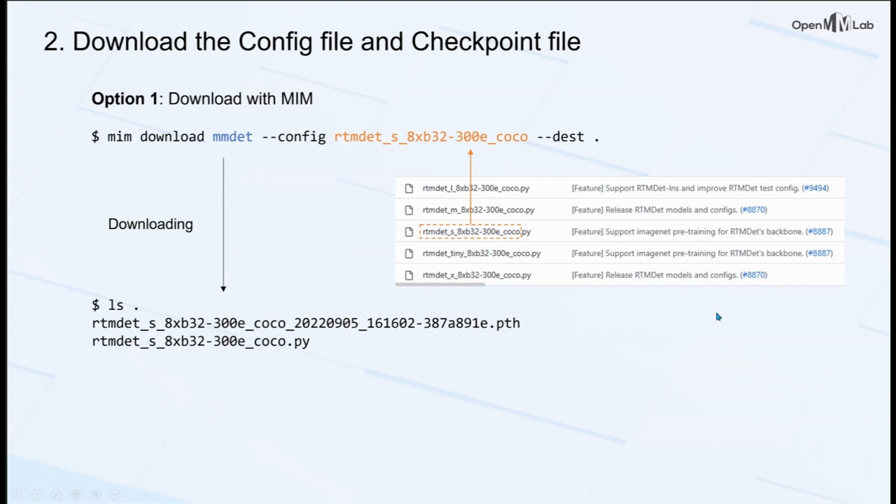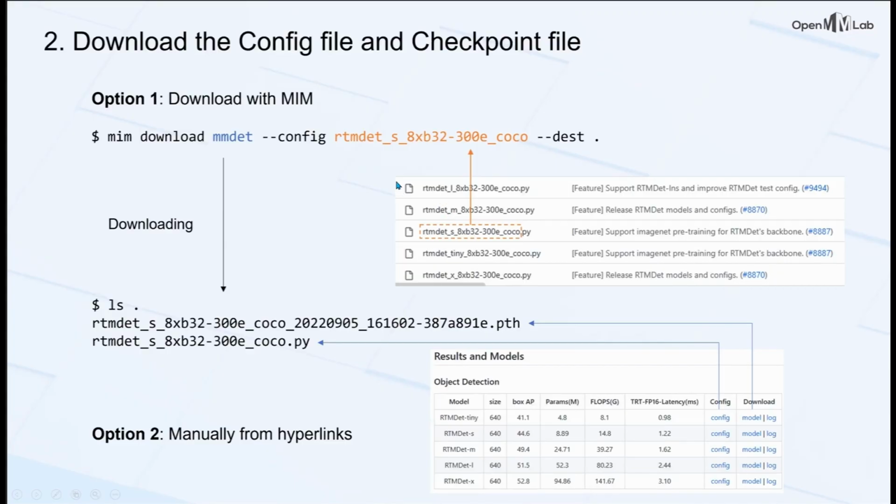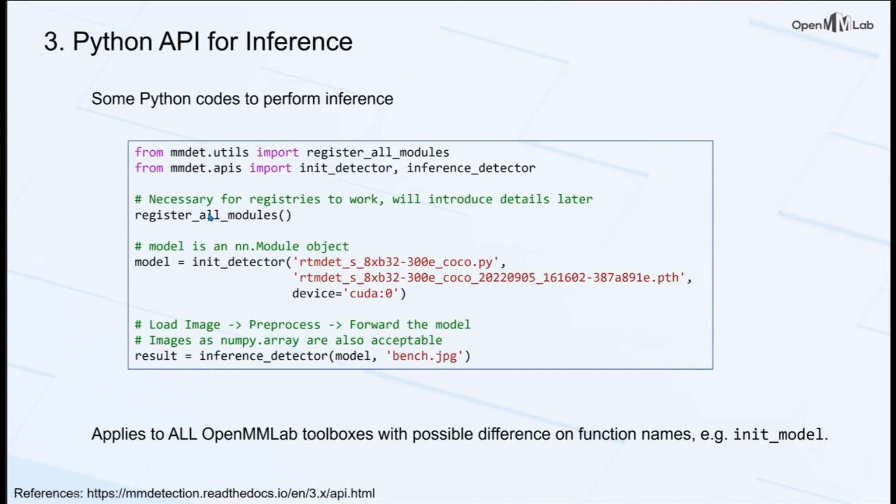After you have downloaded a model, you can write some Python code to perform inference. Usually this step involves 3 APIs. The first one is register all modules. This is necessary for the following code to work, and we will introduce the details later.